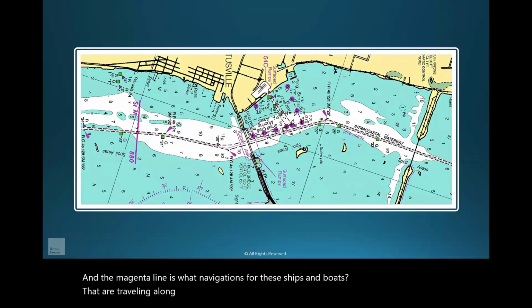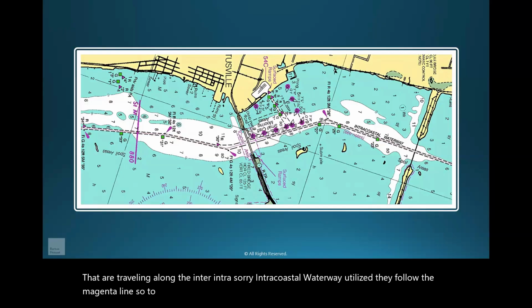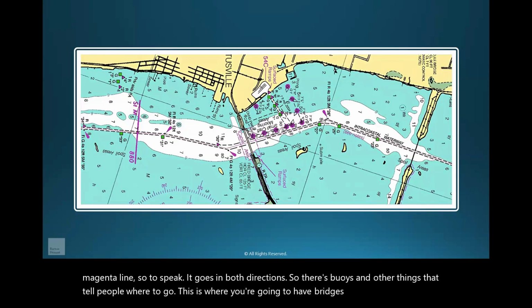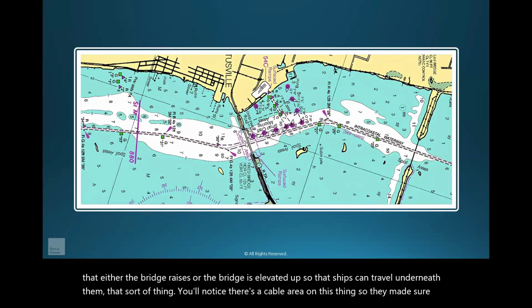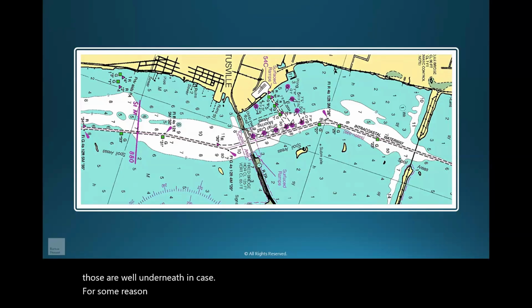the intra-coastal waterway utilize. They follow the magenta line, so to speak. It goes in both directions. So there's buoys and other things that tell people where to go. This is where you're going to have bridges that can handle the higher, that either the bridge raises or the bridge is elevated up, so that ships can travel underneath them, that sort of thing. You'll notice there's a cable area on this thing, so they made sure those are well underneath in case for some reason somebody drops anchor. These are all the kinds of things happening, but it is literally like a highway in the ocean.